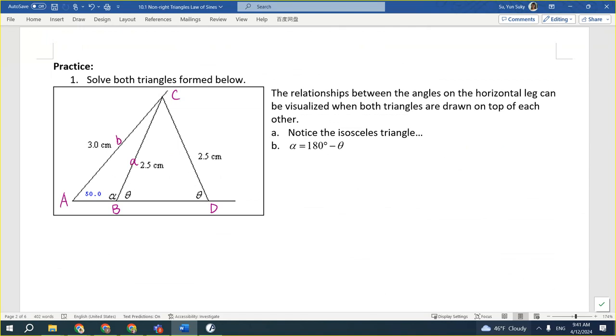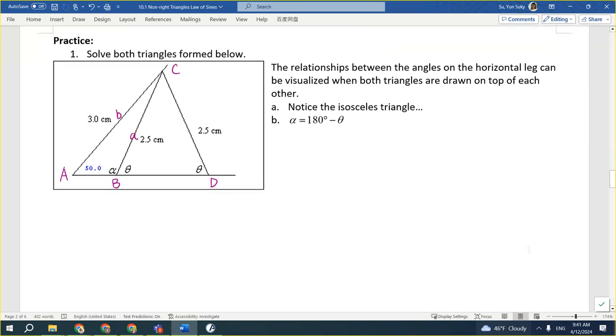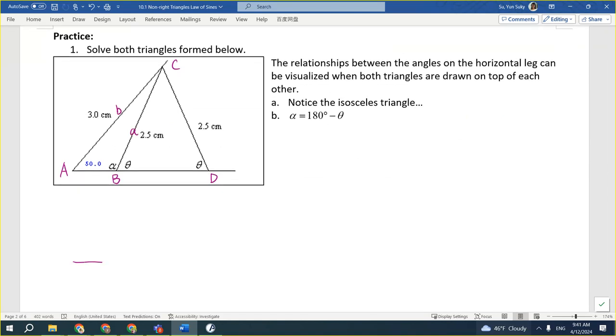Okay, yes, let's do that. We want to solve both triangles. So let's look at the left one. The left one I have A, C, B, and that's what I call this A, and this is B. The A is 2.5, the B is 3, and the angle A is 50 degrees.